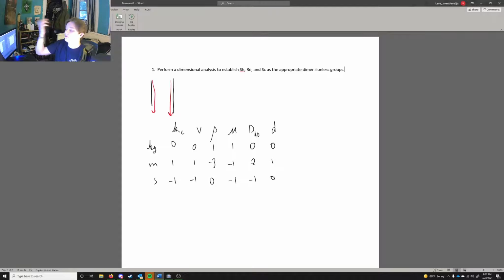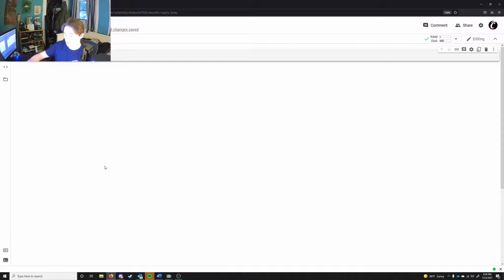Alright, so now we need to determine how many dimensionless groups we need, how many pi groups we need. And to do that, we use this equation, I is equal to n minus r. I is the number of groups that you need, n is the number of variables that we have, which is 6, and r is the rank of the matrix. And so now we're going to move over to Google Colaboratory to find the rank of this matrix.